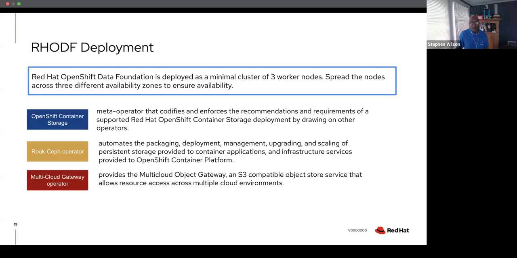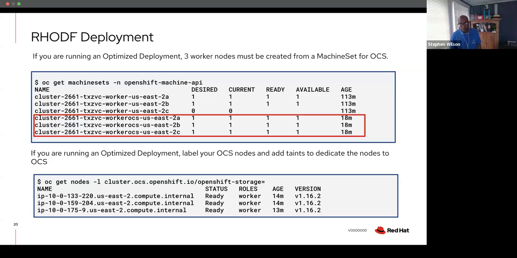So with that, we're going to end up deploying three operators: the container storage operator, the Rook Ceph operator, and the multi-cloud gateway operator. And we'll start going through these slides a little bit faster here. Our next slide deals with Red Hat ODF deployment. Let's show that slide, Karina. It's the next slide there.